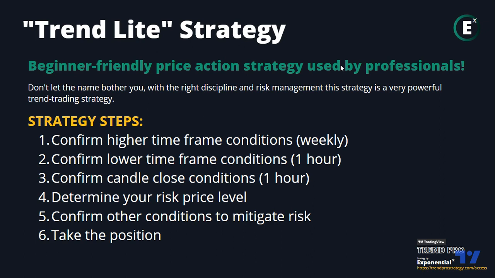Number four, always determine your risk price level. You have to know at what price you will say that you're out of the market, right? Number five, confirm other conditions to mitigate risk. One great example is to check if there's any major news coming up. Like in TradingView, you will see these red circles at the bottom. For example, especially things like CPI, inflation year on year or monthly, or GDP reports, and all of that.